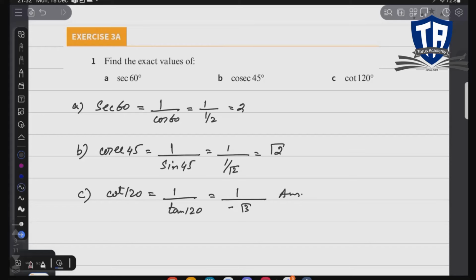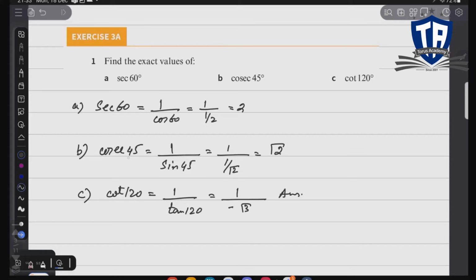So in exercise 3A, question number 1, we will find the values of these reciprocal trigonometrical ratios like secant of 60. Whenever you have reciprocal relations with the angle, you always have to convert these reciprocal relations into their functions. Like secant of 60 is basically equal to 1 over cos 60. You use the calculator, you'll get the answer 1 over 1 over 2, and when you flip it, you'll get 2.